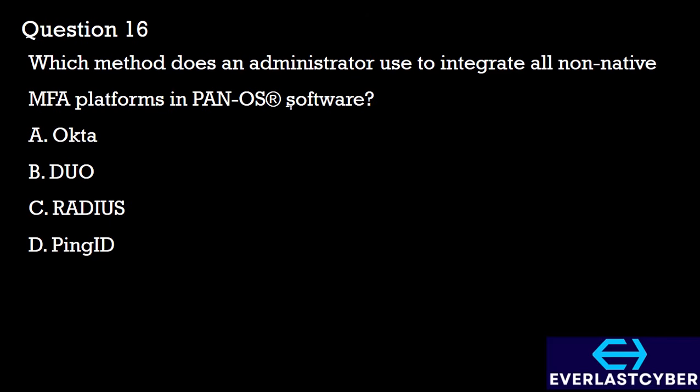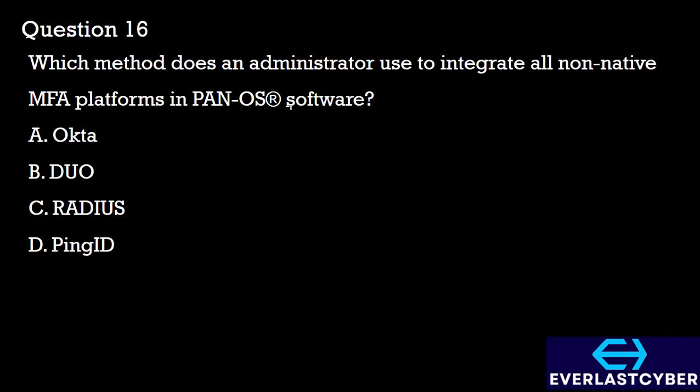Duo is a multi-factor authentication provider that also integrates with PAN-OS via Radius or other protocols. While Duo itself provides MFA, it still requires Radius for integration with Palo Alto firewalls. Radius, or Remote Authentication Dial-In User Service, is the method used to integrate non-native MFA solutions or platforms with PAN-OS. With Radius, you can integrate third-party MFA solutions like Duo, Okta, and Ping ID into the Palo Alto Networks firewall or Panorama by using a Radius server that facilitates the MFA process.